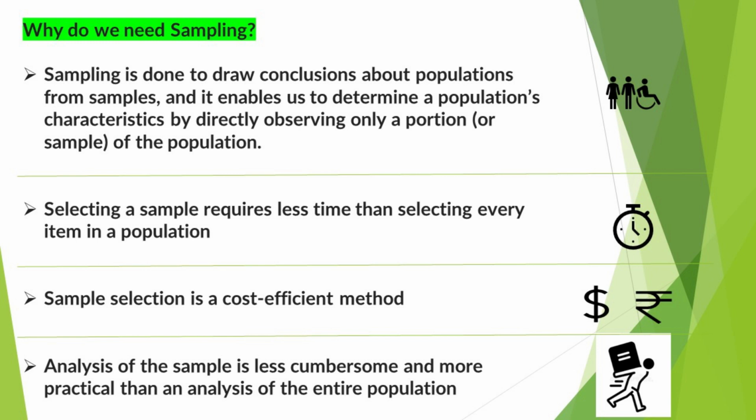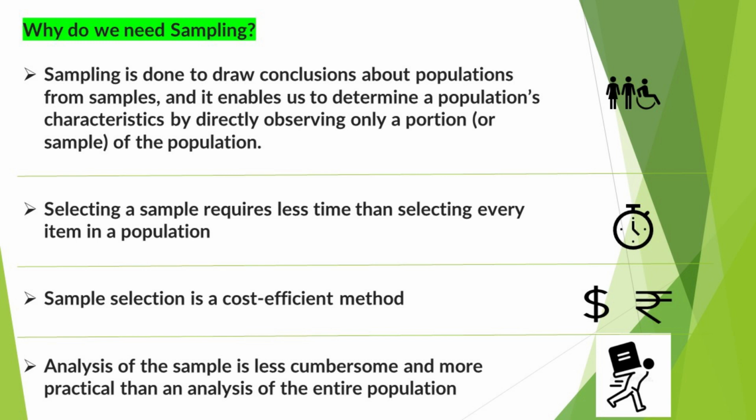Now coming to the second reason, that is time. Performing a study on a whole population will require much more time as compared to the time required for performing a study on a small piece or portion of the population. Now coming to the third reason, that is cost involvement. Performing a study on a smaller piece of the population will cost less as compared to that on the whole population.